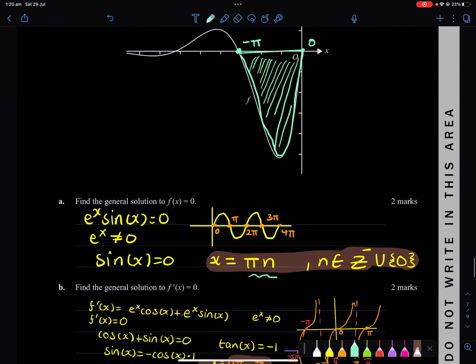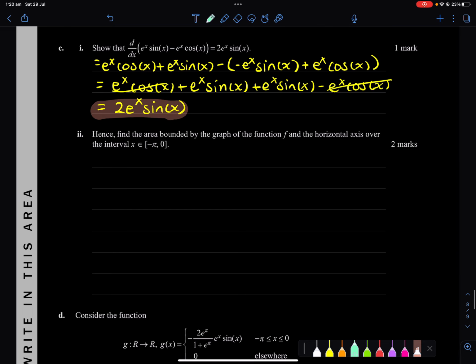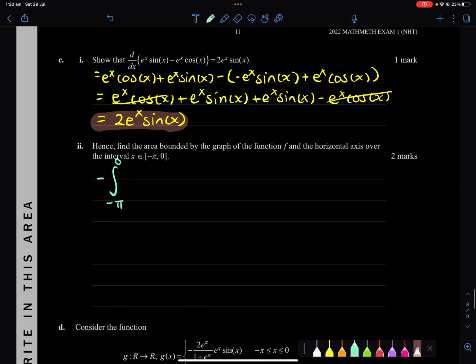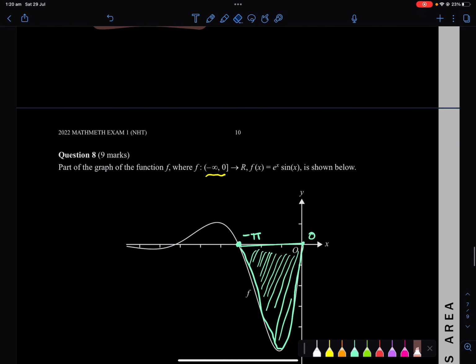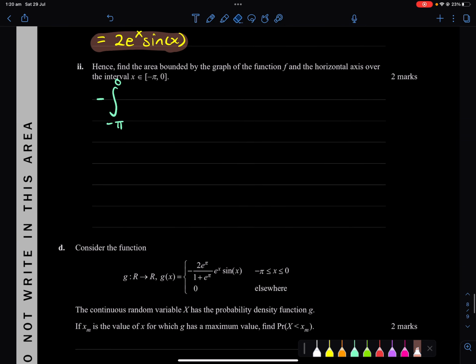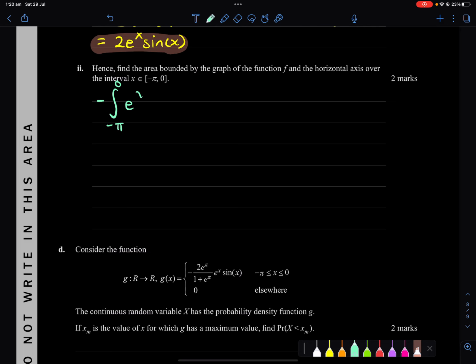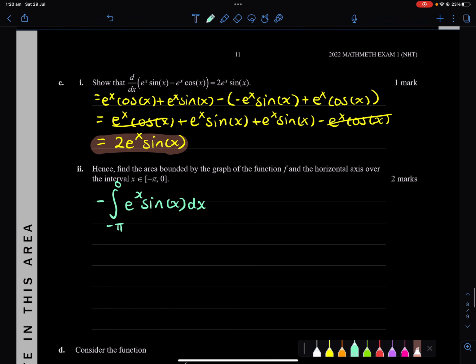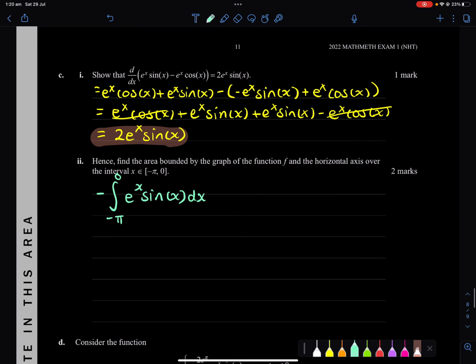Okay, so to do that, we're going to say minus the integral from negative pi to 0 of the function e^x sin x, so e^x sin x dx. That's what we want to try to find. Now, how do we find the integral of e^x sin x? Well, we've done it above.